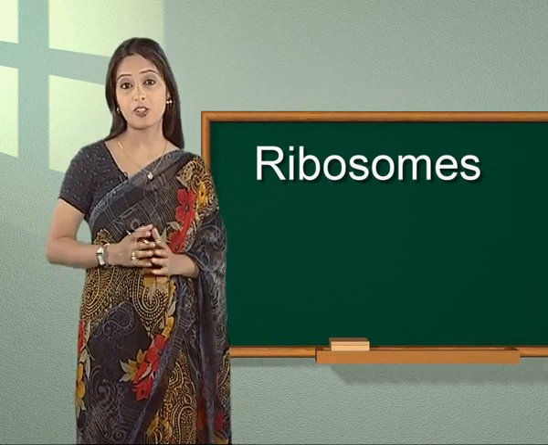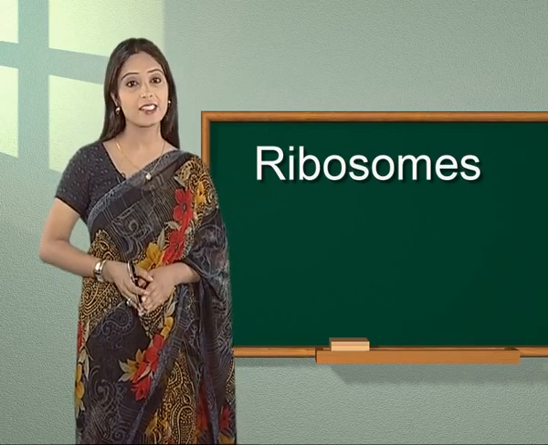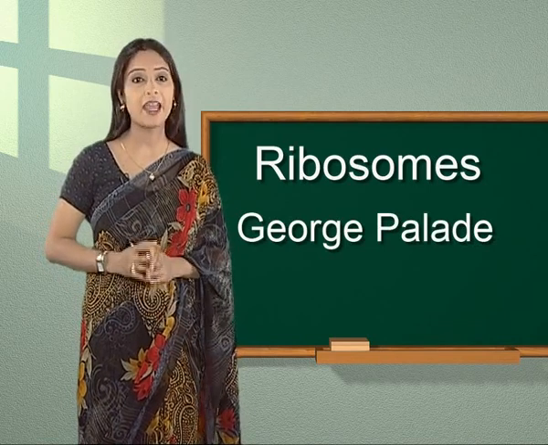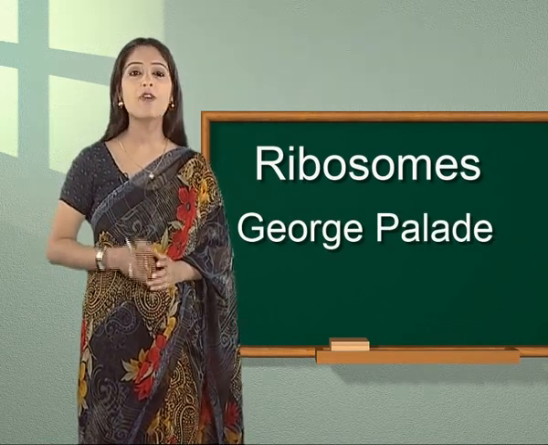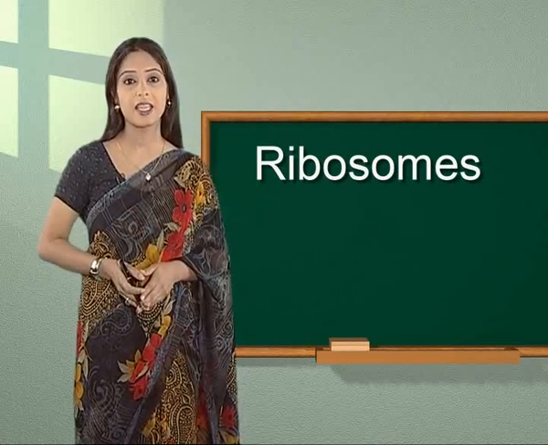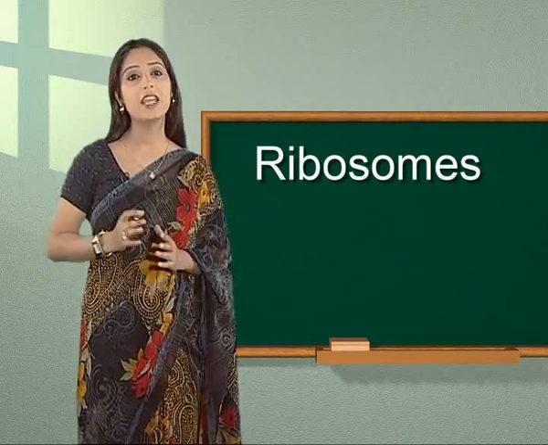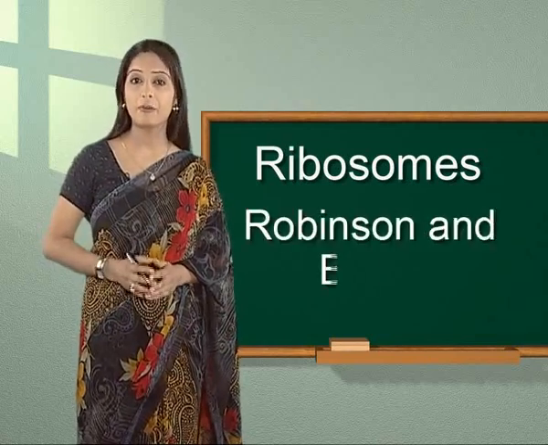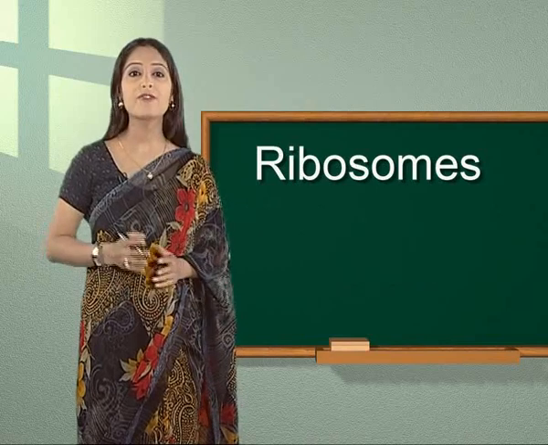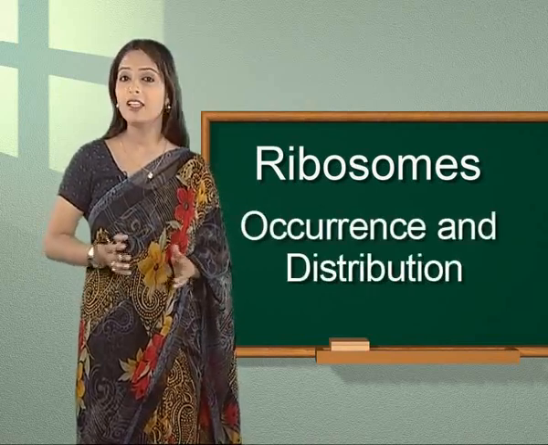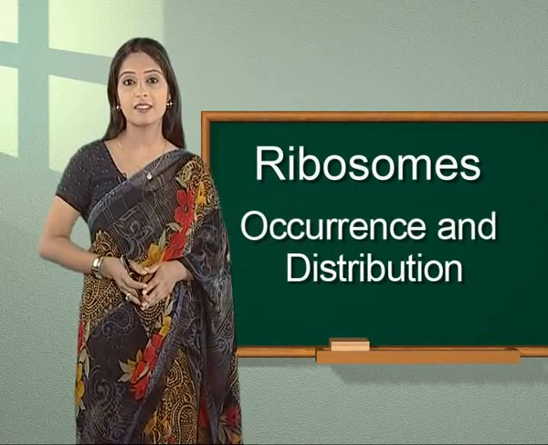Ribosomes were first observed in animal cells by George Palade under an electron microscope. He found them as dense and granular particles. In plant cells, they were first of all observed by Robinson and Brown. As far as their occurrence and distribution is concerned, they are found in all cells.